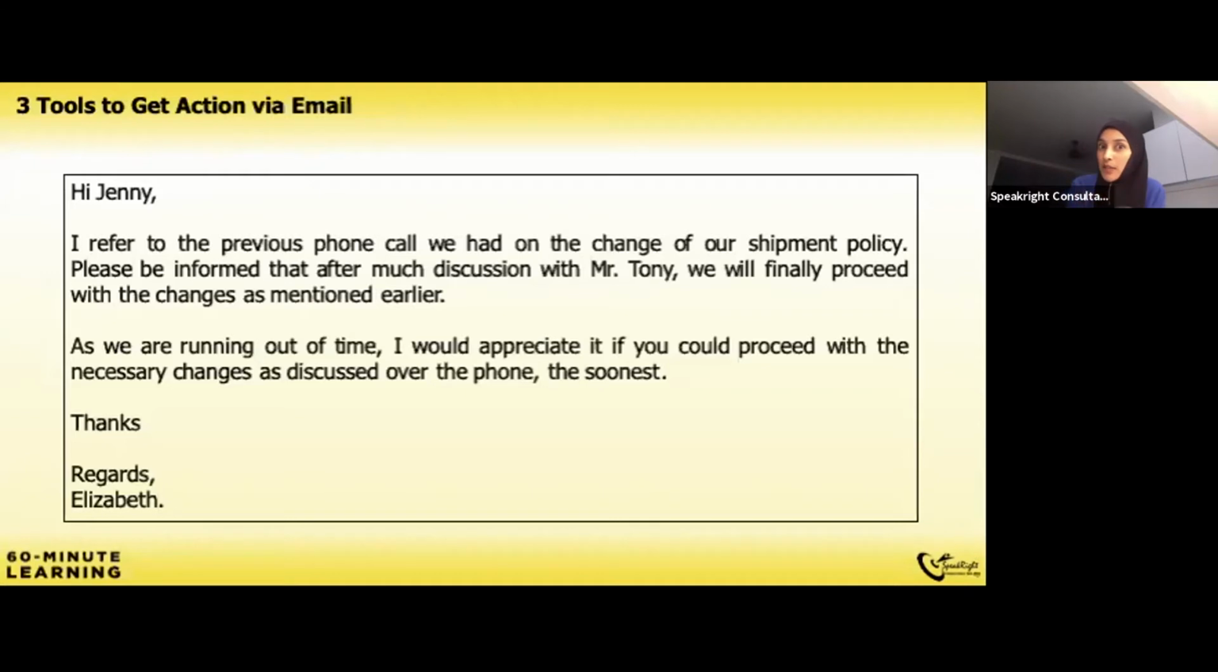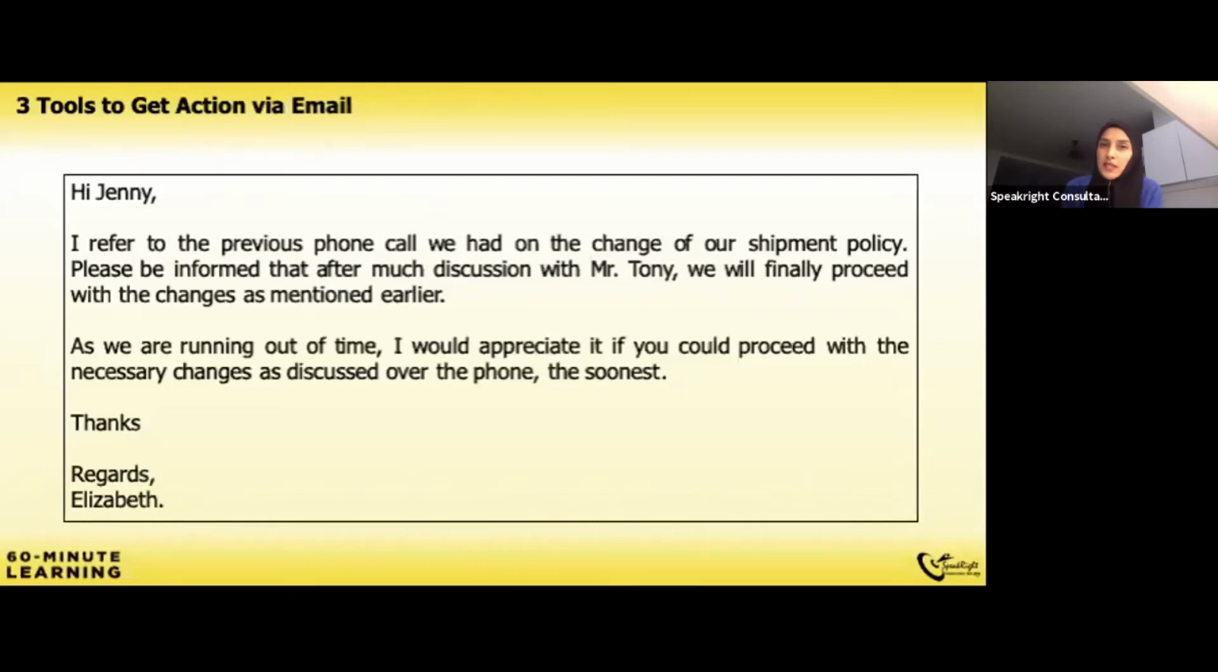Okay, now I'm going to read this email. Listen to this. Hi, Jenny. I refer to the previous phone call we had on the change of our shipment policy. Please be informed that after much discussion with Mr. Tony, we will finally proceed with the changes as mentioned earlier. As we are running out of time, I would appreciate it if you could proceed with the necessary changes as discussed over the phone the soonest. Thanks. Regards, Elizabeth.